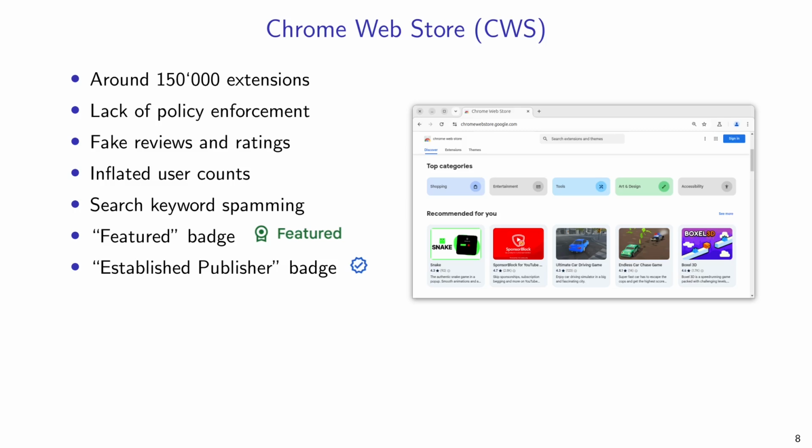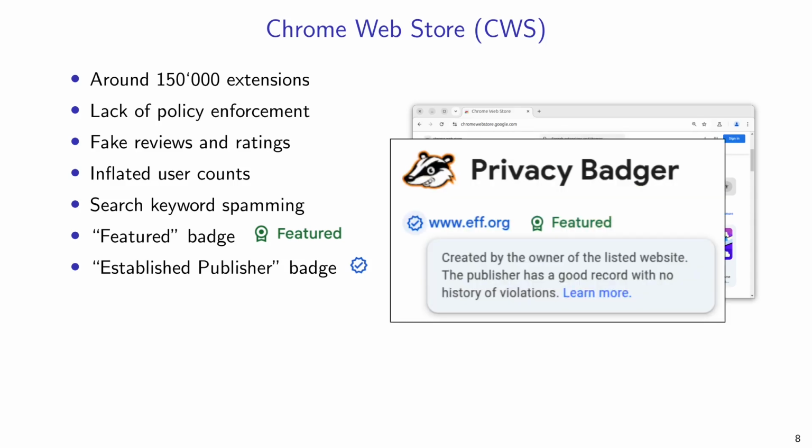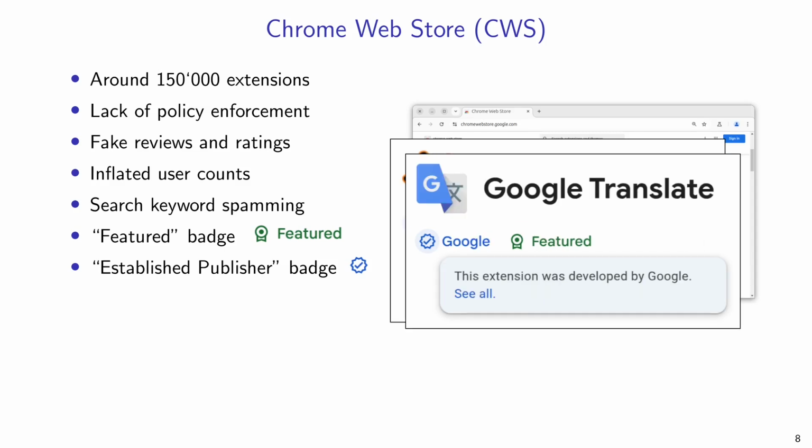The established publisher badge is more meaningful, as it helps identify the entity behind the extension. For the Privacy Badger extension, it states that it has been created by the owner of the listed website, and since we know that the website is owned by a reputable organization defending digital privacy, we can reasonably trust that the published extension is not malicious. And also, using extensions developed by Google should be the preferred choice. The point is that we should always conduct a background check before installing random extensions. If the author is just a random person without a GitHub and social media presence, that should raise a red flag.